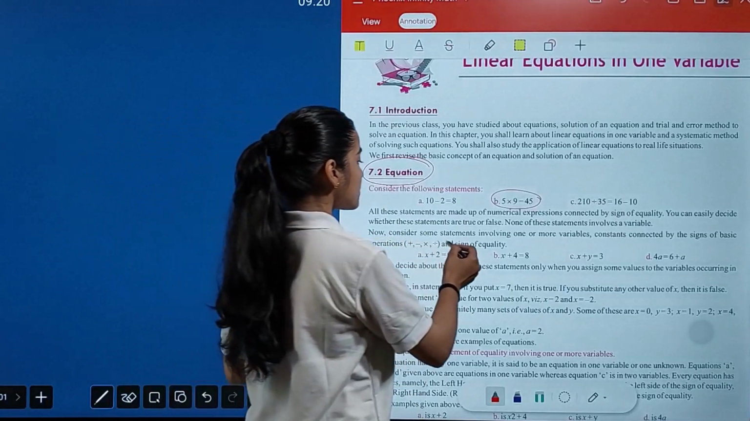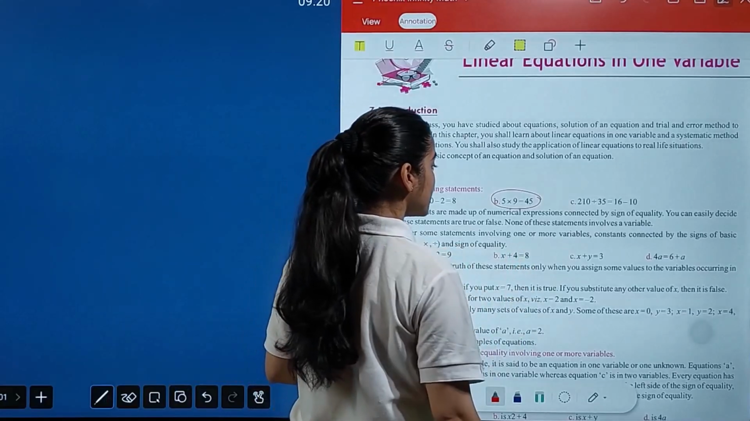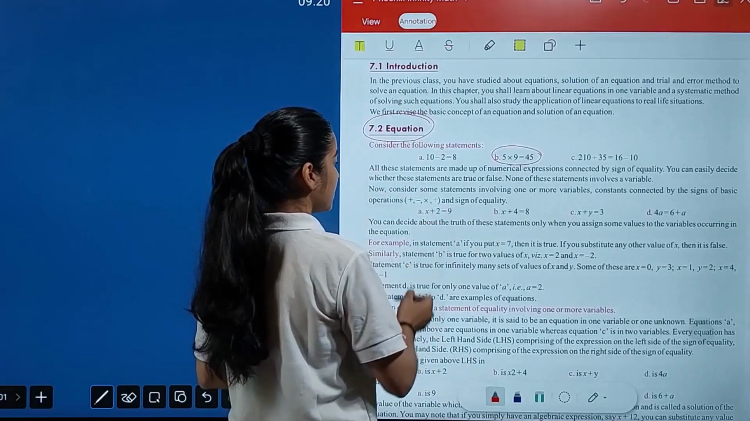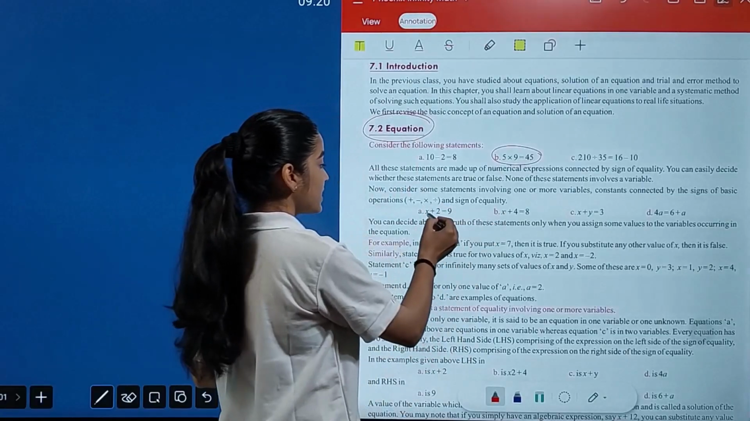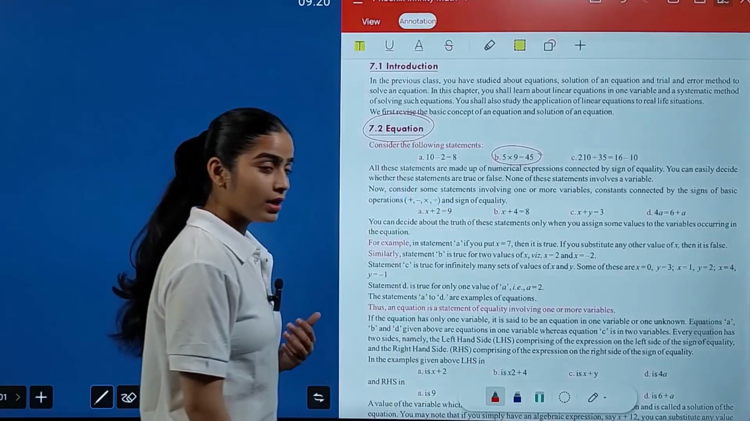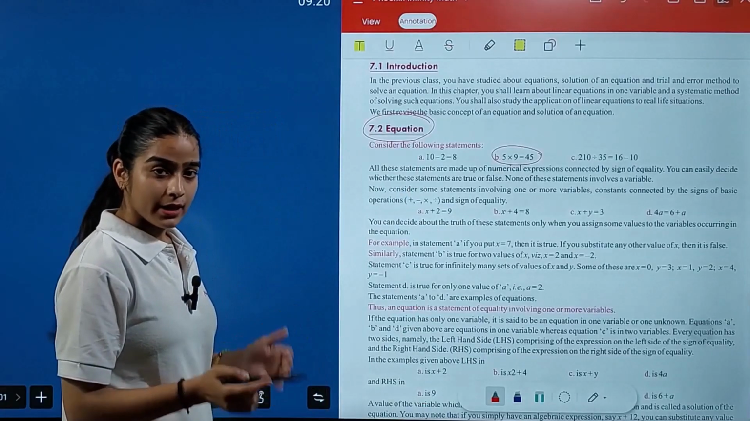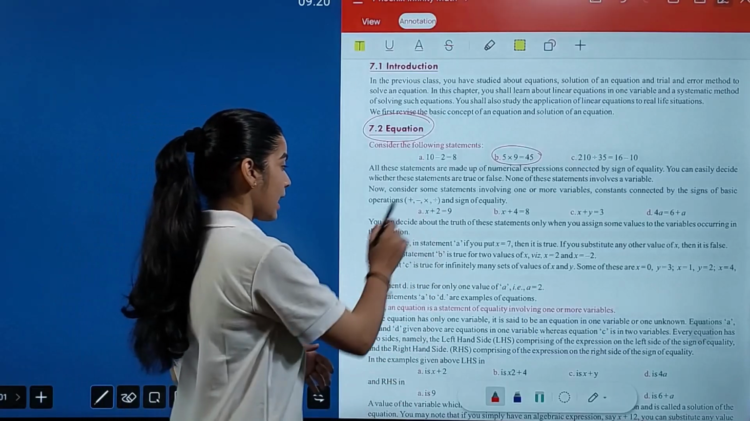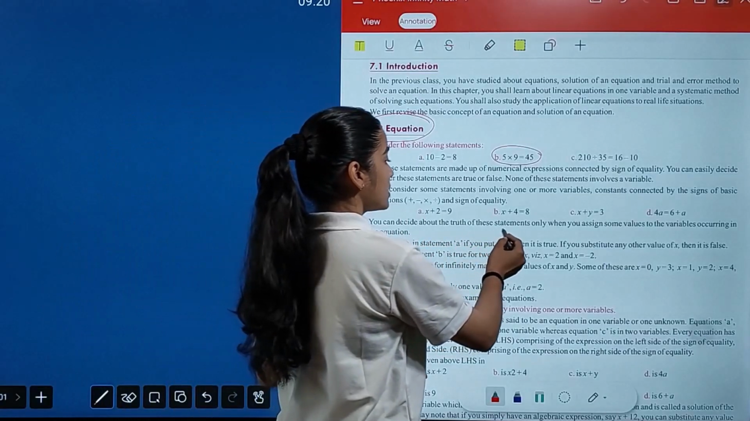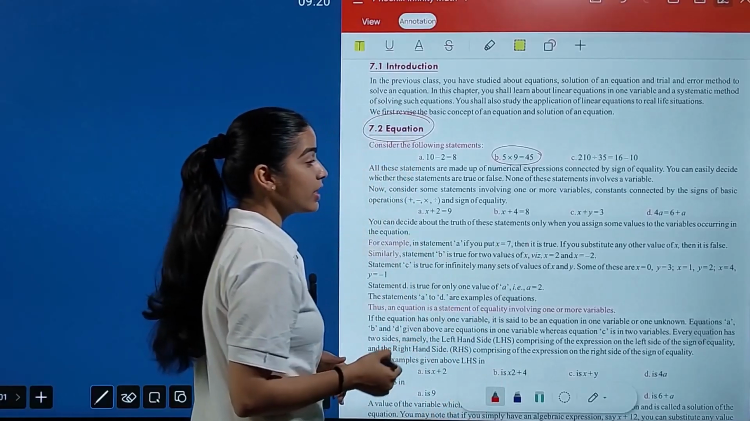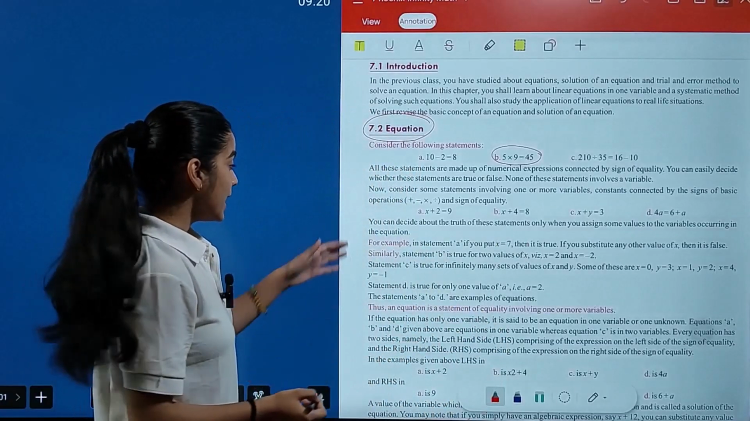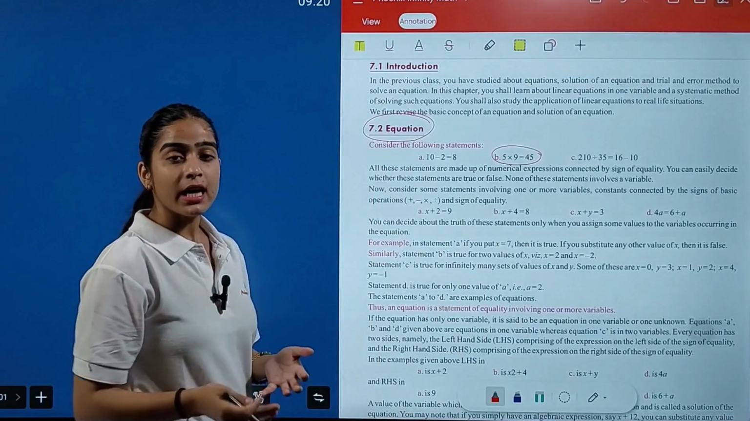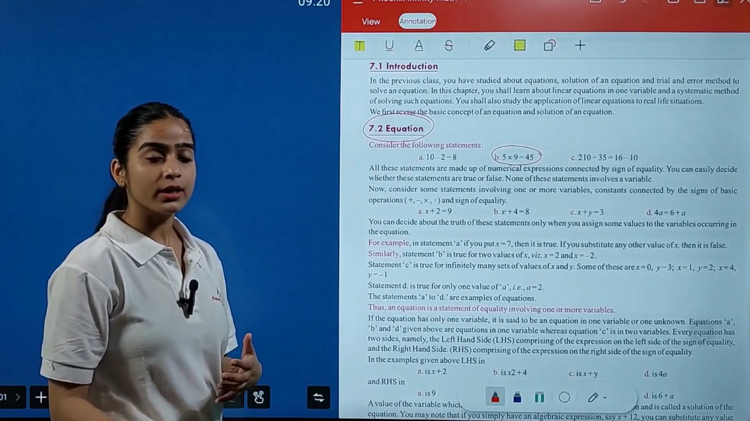Now consider some statements involving one or more variables and constants connected by the signs of basic operations (plus, minus, multiply and division) and the sign of equality. For example, x plus 2 is equal to 9. What does it mean? Here we have a number, and when we add 2 to that number, we get 9. You can decide about the truth of these statements only when you assign some values to the variables occurring in the equation. You can take any value for x and identify how much you have to add to 2 to get 9.